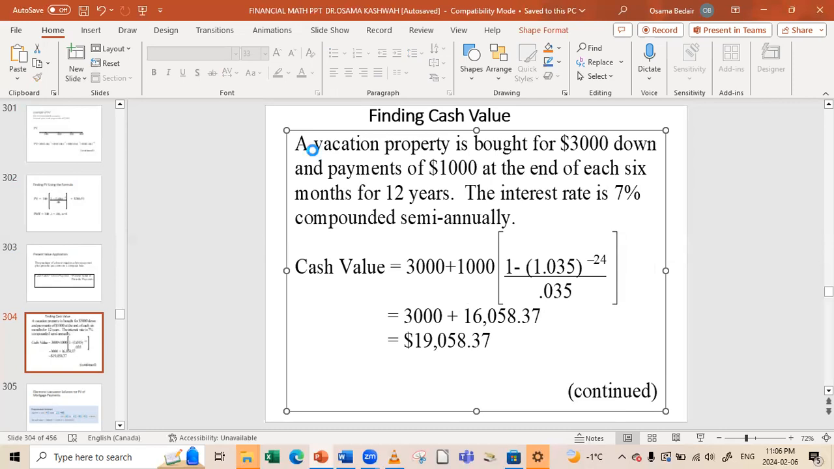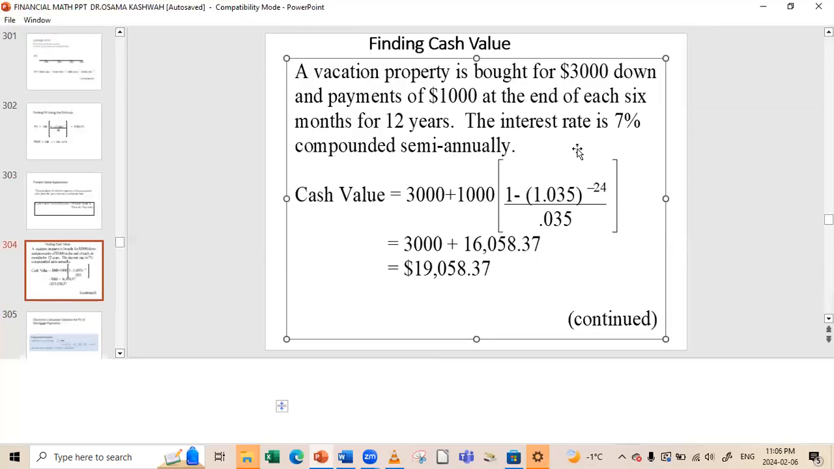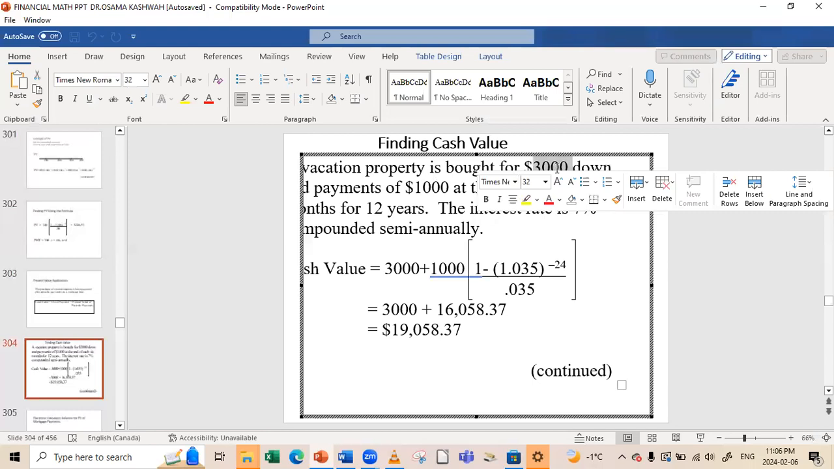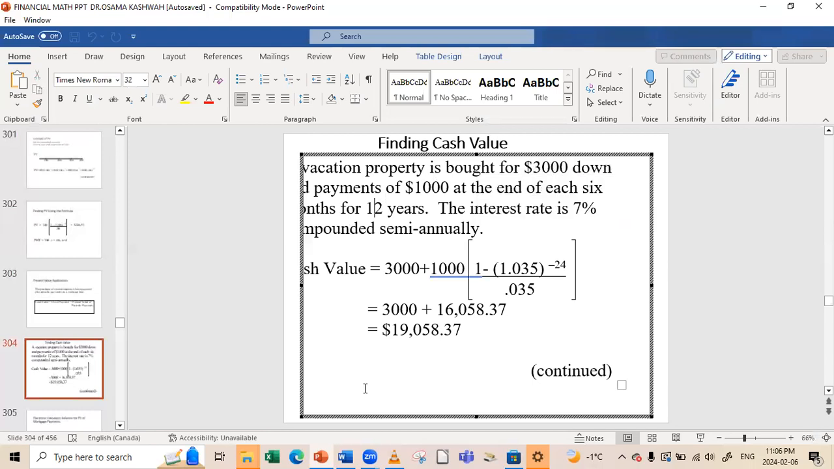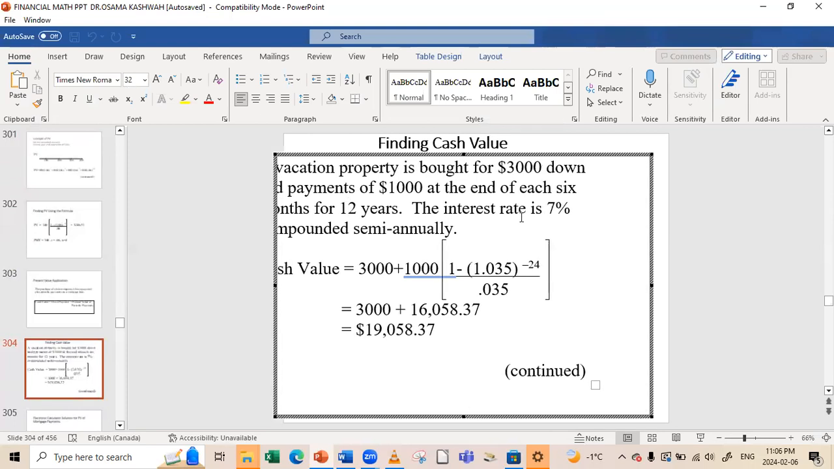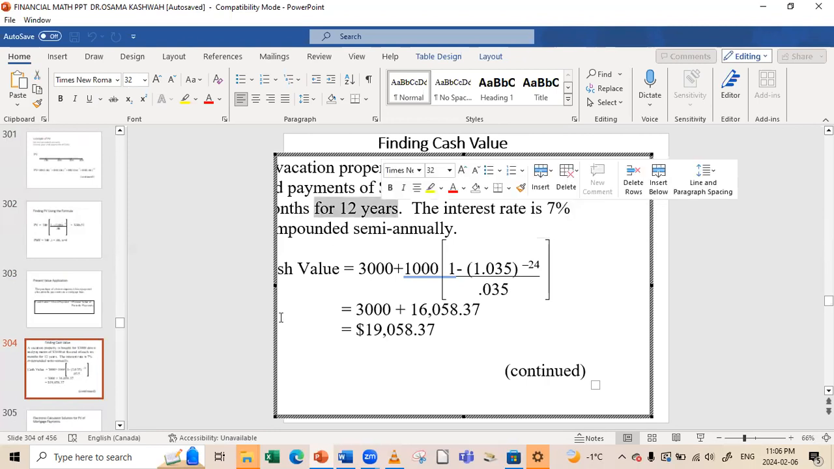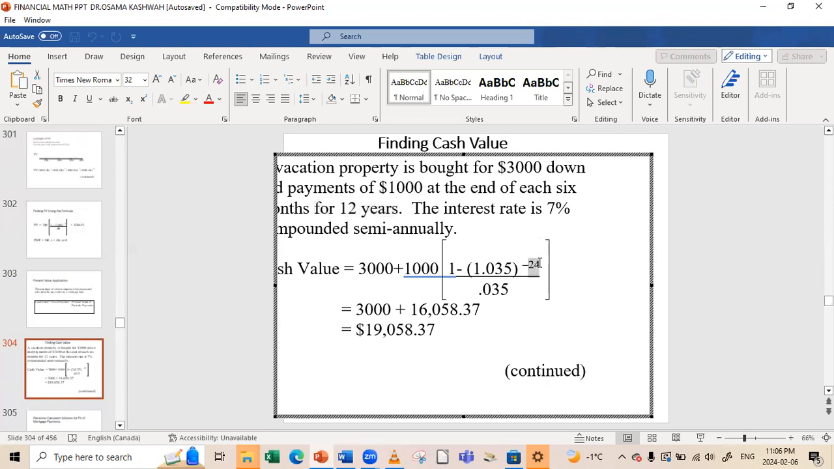Like we say here, a vacation property is bought for a 3,000 down payment. Cool. So we'll pay a 3,000 down payment. And let's see here, get the payment of $1,000 at the end of each 6 months for 12 years. So twice a year. In 12 years, that means N will equal 24.